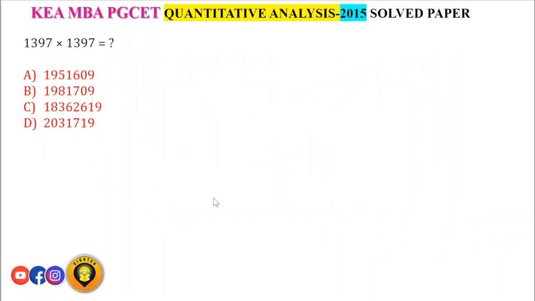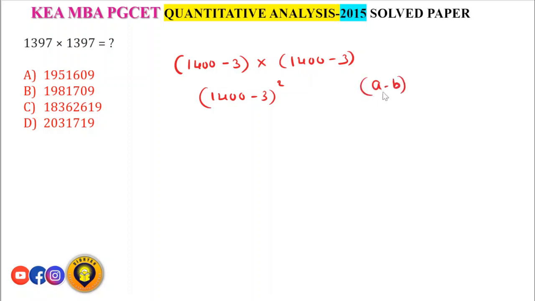1397 into 1397. You can either do it by the traditional method, or let us see this number like this: 1397 is nothing but 1400 minus 3, and again into 1400 minus 3. So this becomes 1400 minus 3 the whole square. You know the formula: a minus b the whole square is a square minus 2ab plus b square.